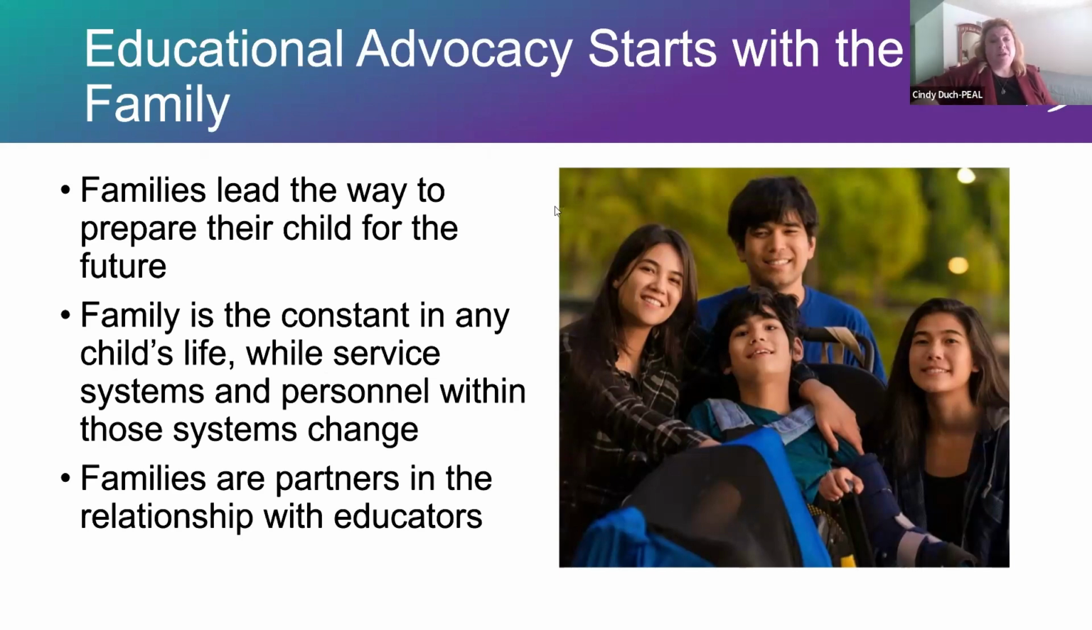Families lead the way to prepare their child for the future. We don't have a retirement plan, right? Our kids are in school. They see their teacher for that year. Teachers have a retirement plan, right? We don't. I have a friend who would say that our retirement plan is when one of us frankly dies. So we want to put this on a better note.